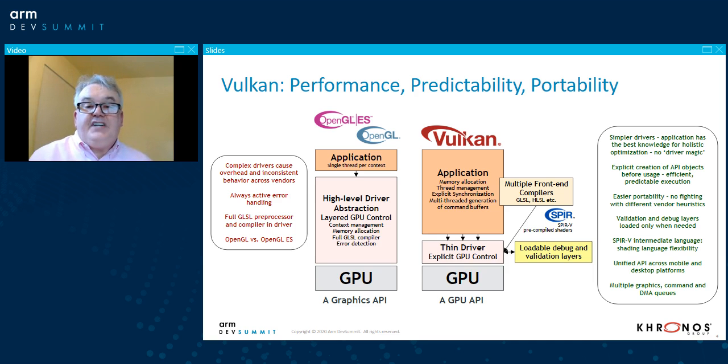Vulkan also removes the GLSL front-end compiler from the driver by ingesting Khronos' SPIR-V intermediate language, and also takes debugging into loadable layers. So Vulkan is a much thinner driver than the traditional OpenGL. Vulkan can enable significant increases in performance, particularly on CPU-limited systems, and provide more reliable cross-vendor application portability.